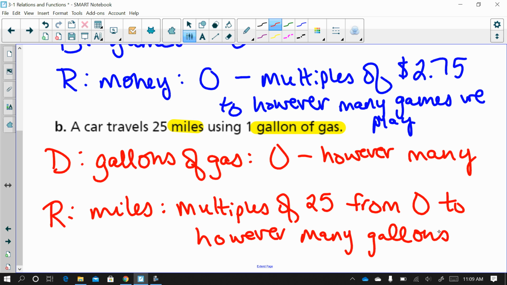Okay, so then extending it like we did in the last problem, would this be continuous or discrete? Well, think about the gas pump. Do you have to pump exactly 3 gallons of gas? No, I could get 3.67 gallons of gas if I wanted to. So this domain would be continuous.